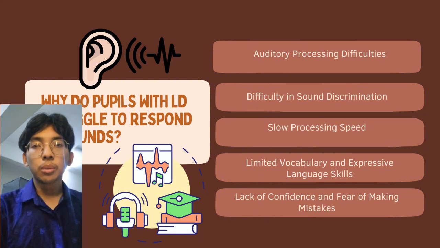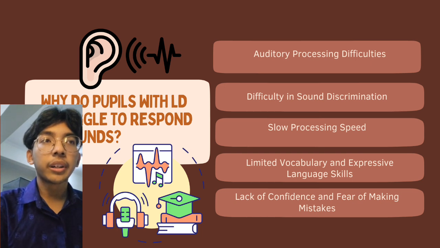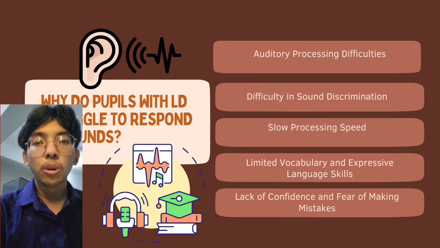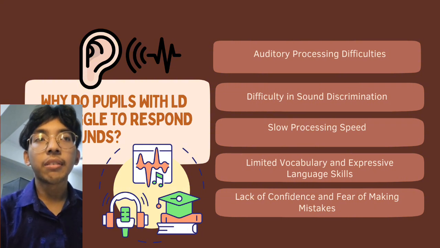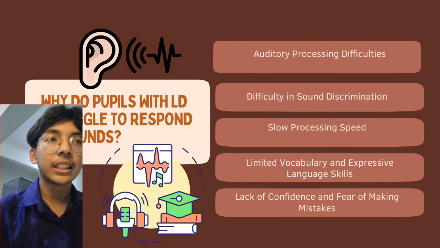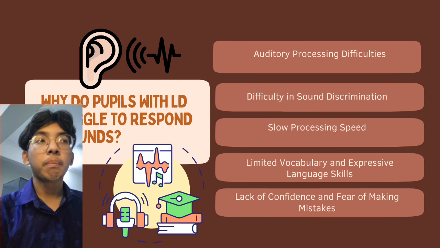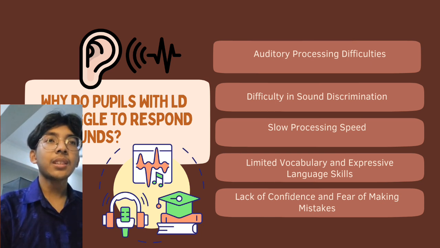And the last one is lack of confidence and fear of making mistakes. This is common in LD students, as people with LD often experience low self-confidence in speaking. If they are unsure of their answer, they may choose to stay silent rather than risk making a mistake, especially in a classroom setting where they fear being corrected in front of their peers.